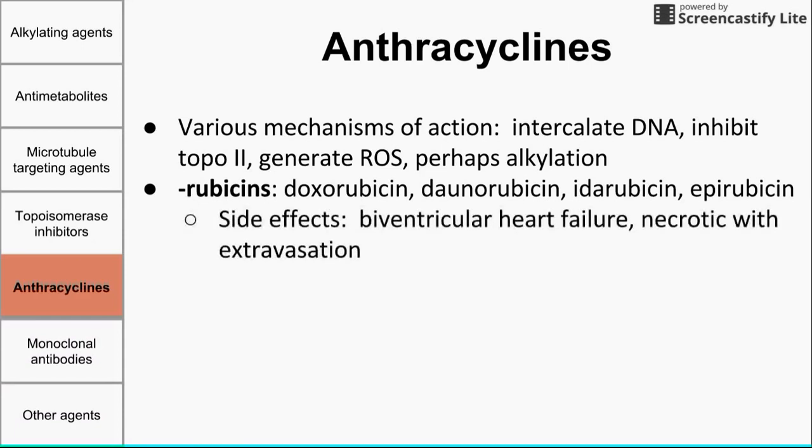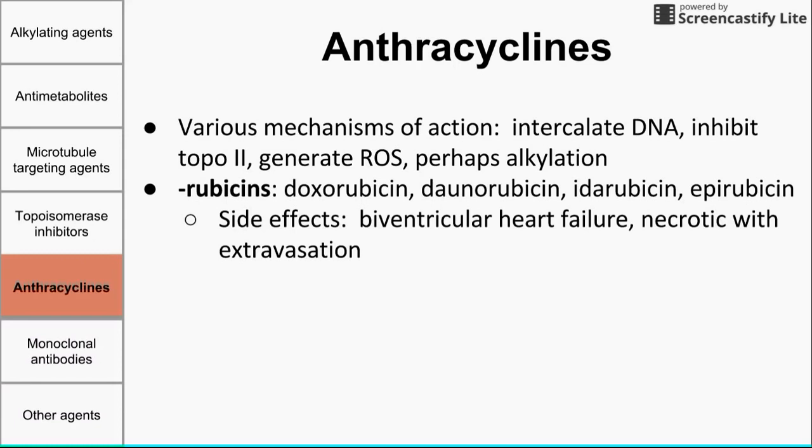Side effects of these are pretty common to all of them: biventricular heart failure, and this is based on the cumulative dose of the rubicin administered. So there's a limit for each of these rubicins. Doxorubicin's limit might be some number. You can only give a person so much doxorubicin before they hit that number and are at a statistically significant increased risk for biventricular heart failure.